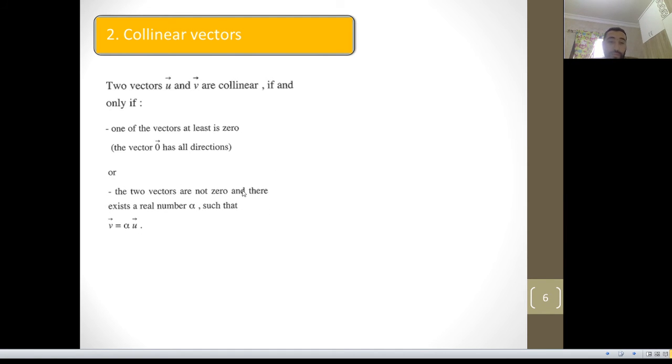If the two vectors are non-zero, then we take: there exists a real number alpha such that v equal alpha u. These two vectors are collinear as this. For example, you have a vector u. Then 2u is a vector having some characteristics of u, meaning it has the same direction and the same sense because it is multiplied by a positive number. We took this in Grade 10: if a vector is multiplied by a positive number it stays the same sense, and if multiplied by a negative number it becomes the opposite sense.